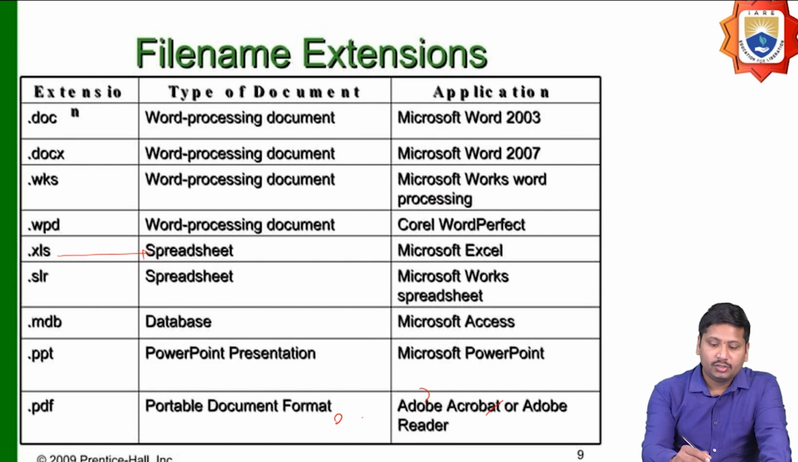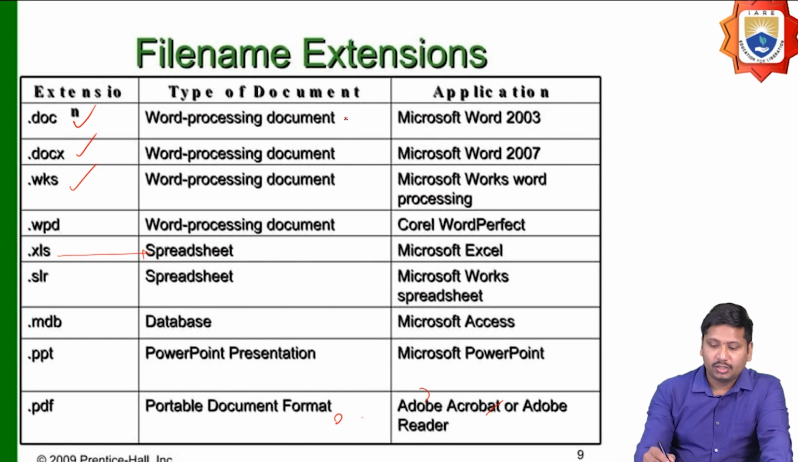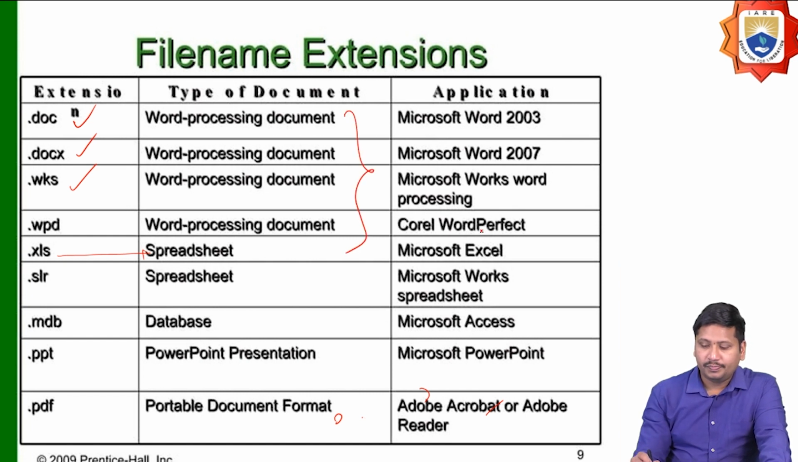So right, .doc is the file extension used for Microsoft Office 2003, and .docx is the other file extension for Microsoft Office Word, and .wks is the other extension for word processing documents only, but the application is Microsoft Works word processing, and .wpd. So these will all be the word processing document file extensions, and then the corresponding applications for that word processing.